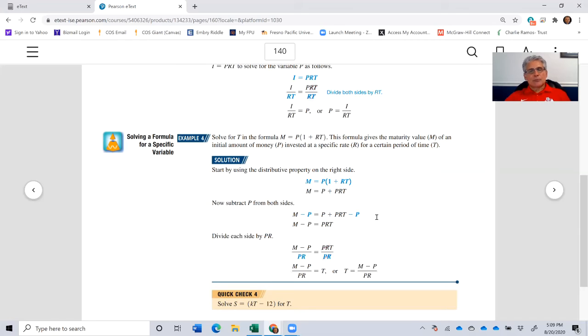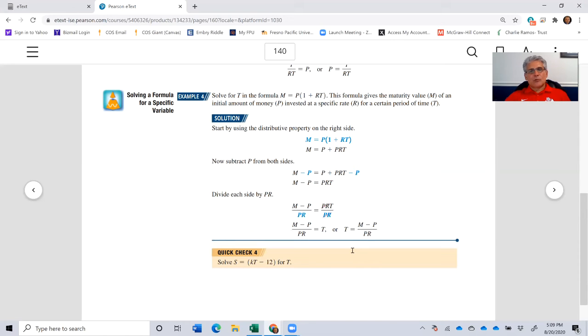So after putting this all together, we can still have the formula M minus P equals PRT. And then if we want to solve, let's say we want to isolate the T, we want to figure out, well, what is the T? We simply divide both sides by PR.